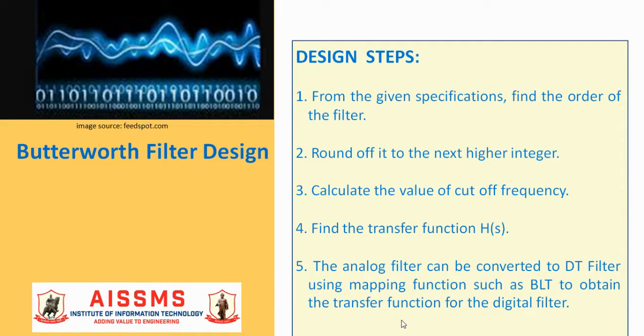The design steps include: from the given specifications, find the order of the filter. Step 2 is to round off to the next higher integer. Step 3, calculate the value of the cutoff frequency. Step 4, find the transfer function H(s). Step 5, the analog filter can be converted to a DT filter using a mapping function such as BLT to obtain the transfer function for the digital filter.